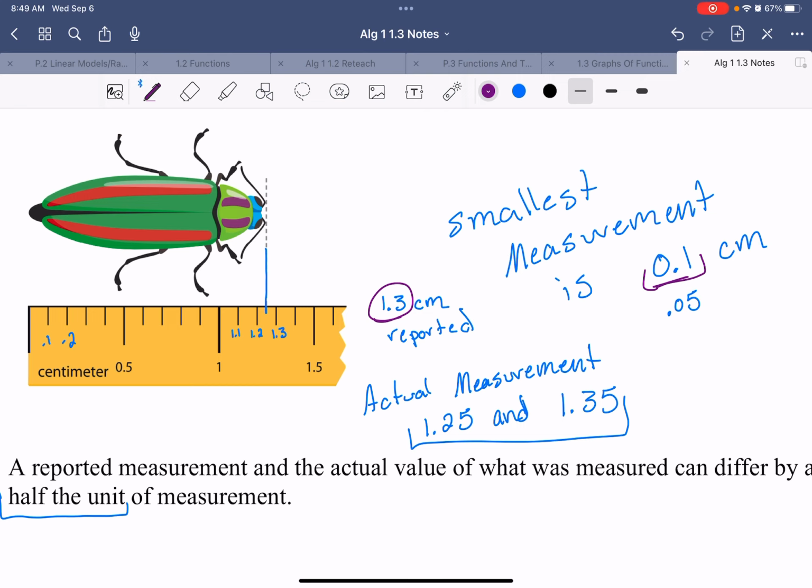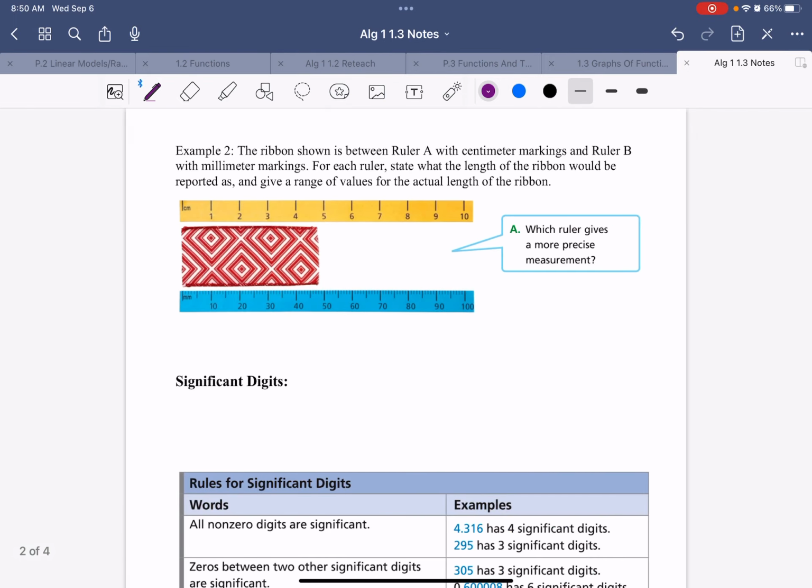So basically I took this 1.3 and subtracted 0.05 to get that one. And then I took the 1.3 and added the 0.05 to get that one. So really I know my measurement is in between those two, the actual for real measurement of this beetle. That takes into consideration there was some measurement error there, meaning maybe it was a little closer to 1.3. There's that bit of error there.